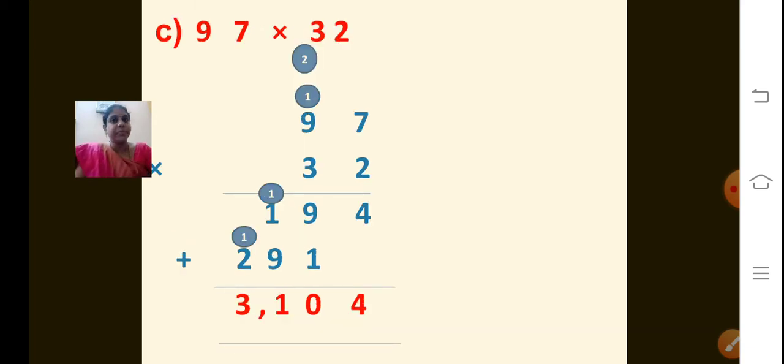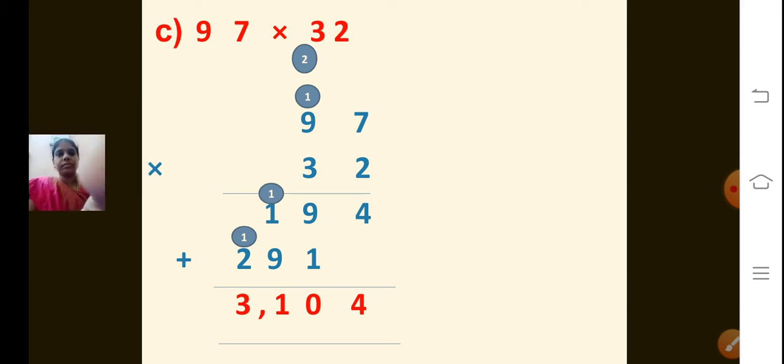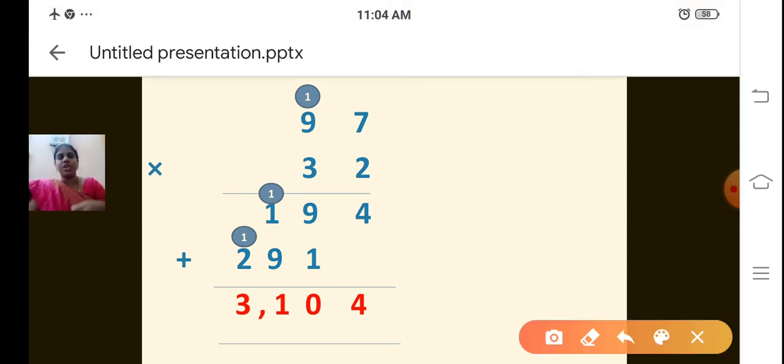Now C sum. So here we are going to multiply a two digit number, 97 into 32. How to multiply this number? First write it down. 97 into 32. So what should we do now? I think you all know this, right?